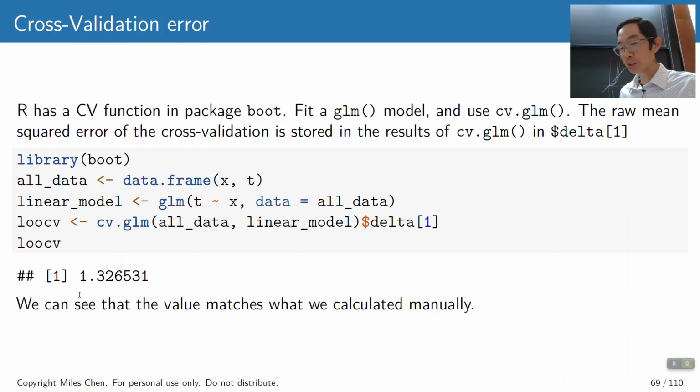There is a function in R that will do this for us. So you can call library boot. Library boot has cv.glm, and so you can fit a model. GLM is very similar to LM for fitting your linear model, but it's generalized and it can fit things like logistic regression and things like that.